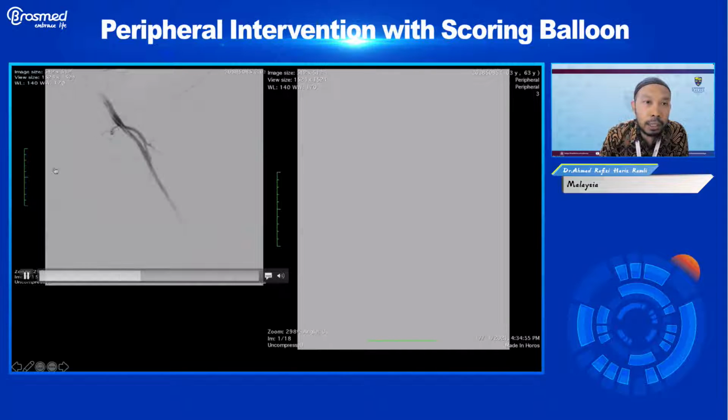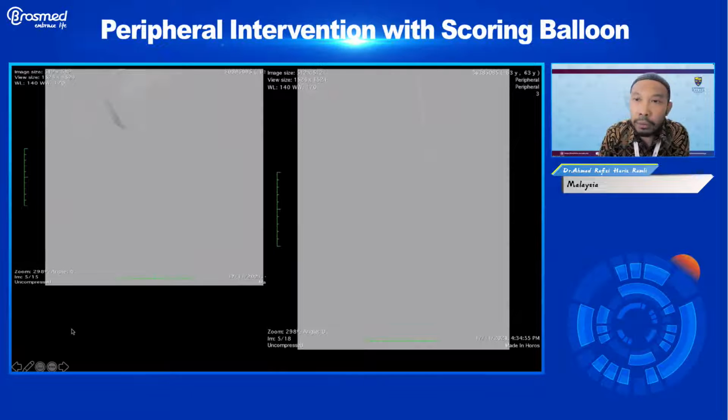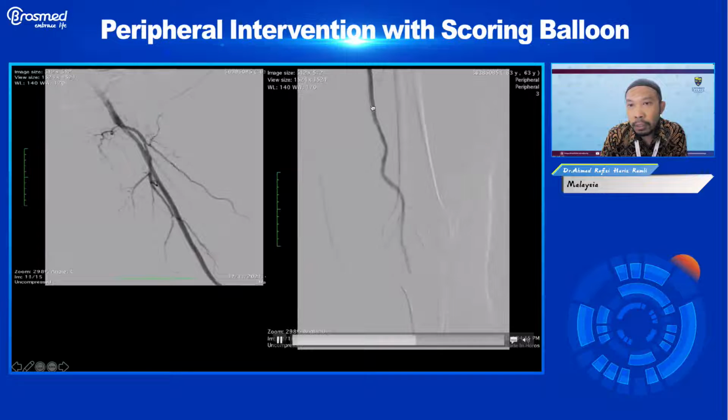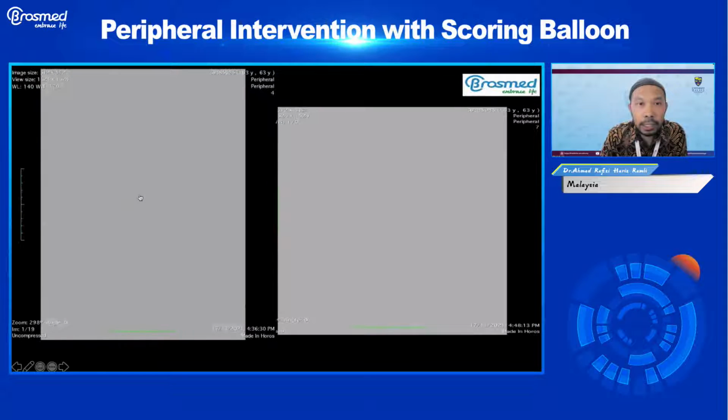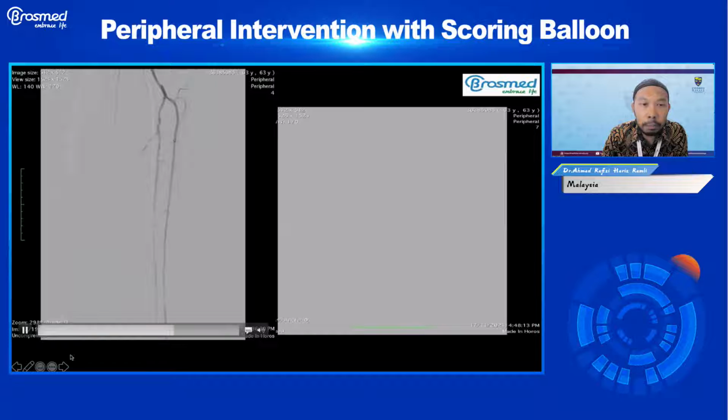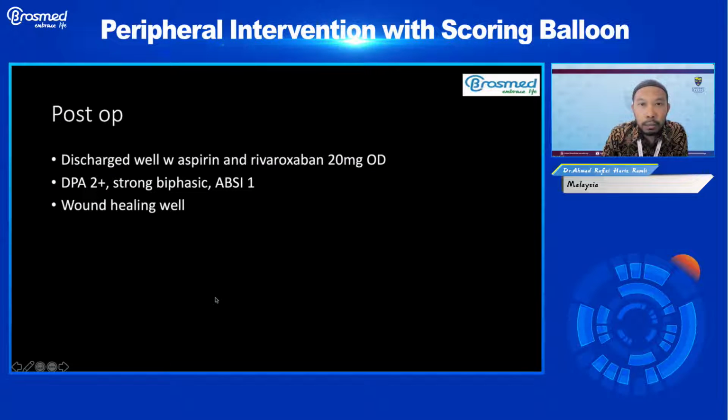As you can see, it's very nice there. It managed to dissolve whatever clot was left. So it looks very nice, and the pulse actually came back, and we managed to discharge the patient. Okay, so this is how it looks. The patient was discharged fairly well with aspirin and rivaroxaban. We gave a therapeutic dose for this one. And surprisingly, the wound is healing very well after the debridement.